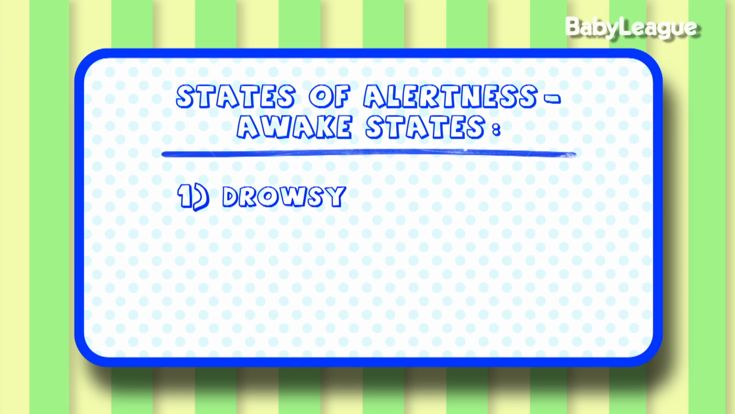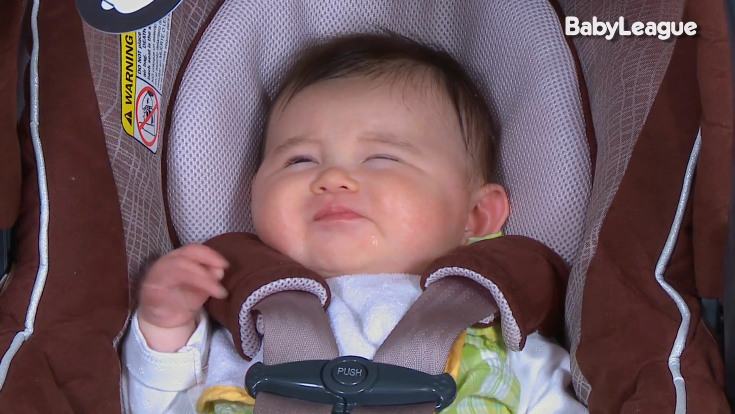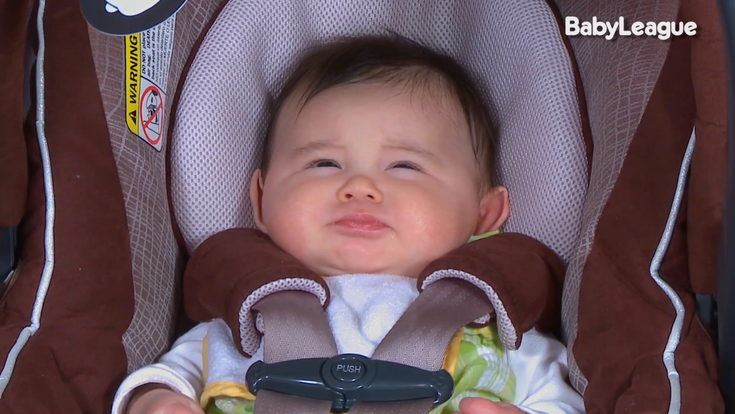Number 1 is drowsy. The baby's eyes are gonna open, they're gonna close, and they're gonna look glossed over. When the babies are in this state, it's a great time for interventions. You can go over and utilize some soothing techniques to help the baby return to a sleeping state.